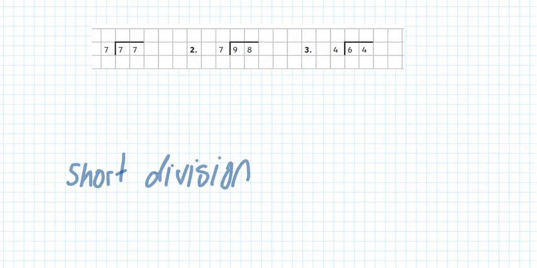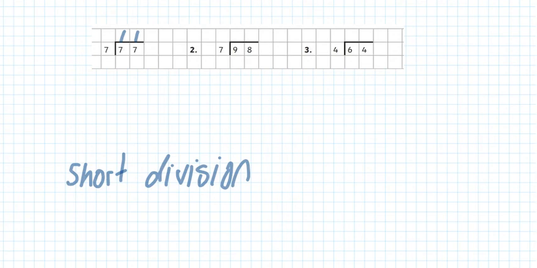Now, the first one is really, really simple, okay? So you've got 77 divided by 7. How many 7s go into 7? Well, I think your answer is 1. Okay, 7 goes into 7 one more time. If I go 7 times 11, it gives me 77. Okay, that's your answer, 11.